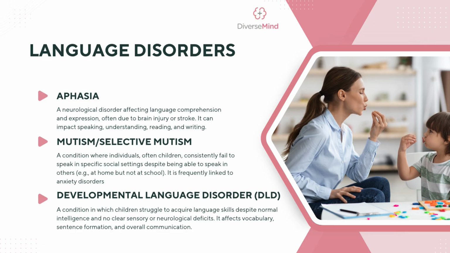Mutism, selective mutism, a condition where individuals, often children, consistently fail to speak in specific social settings despite being able to speak in others, e.g., at home but not at school. It is frequently linked to anxiety disorders. Developmental language disorder, DLD, a condition in which children struggle to acquire language skills despite normal intelligence and no clear sensory or neurological deficits. It affects vocabulary, sentence formation, and overall communication.